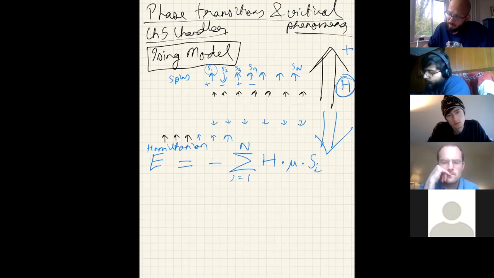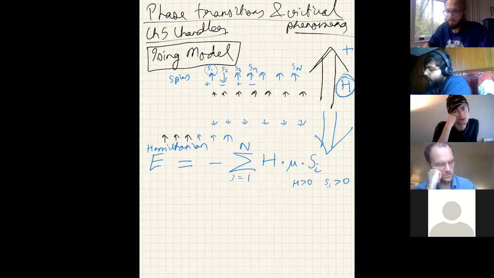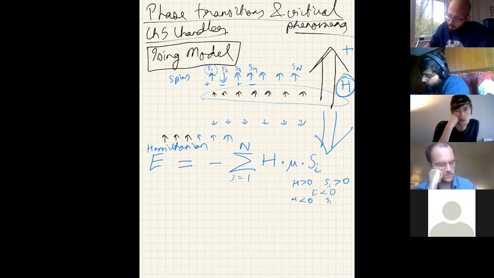So you can see that if H is positive, then the way to lower energy is that, if H is 0, simply on this basis, you would like all S_i to be more than 0. They would like to align in the same direction. That's what you see over here. Why? Because then this energy would become negative. But if H was less than 0, then S_i would also like to be less than 0, because that would again lead to negative energy. This is if there is only an external magnetic field.